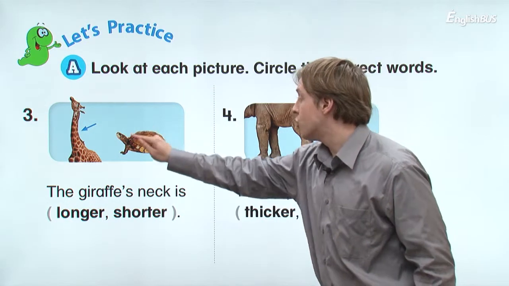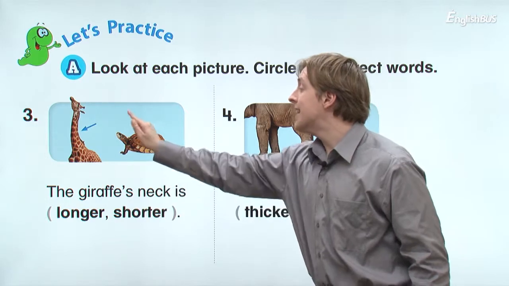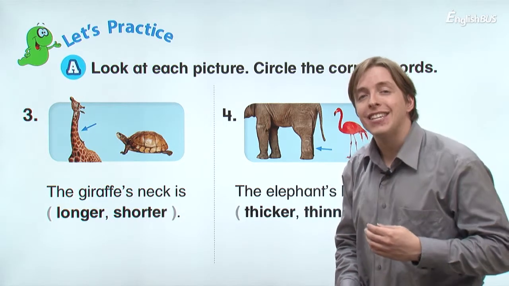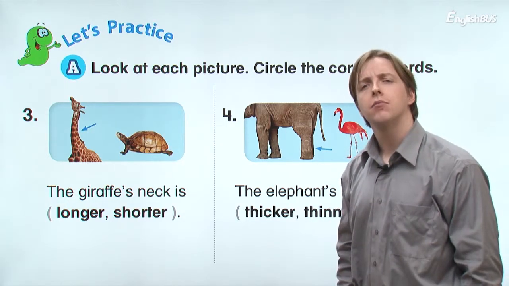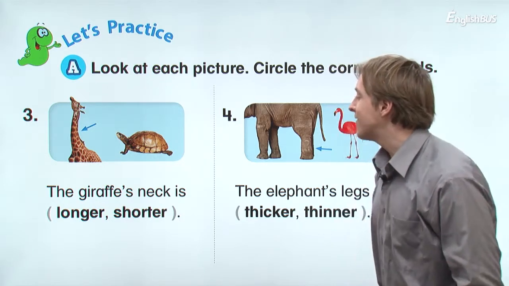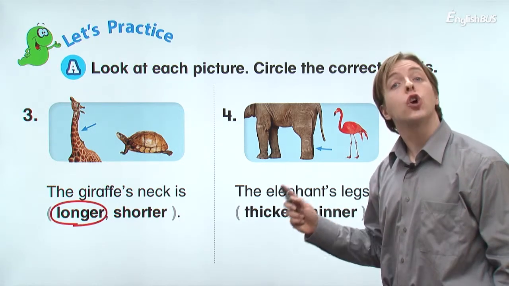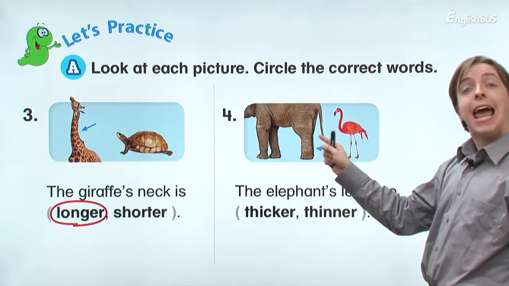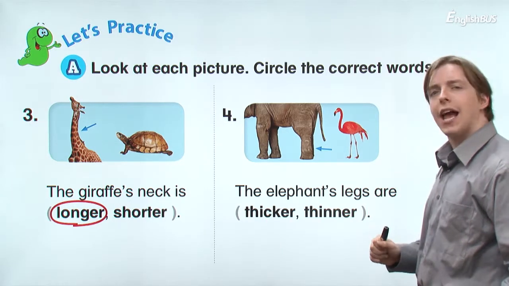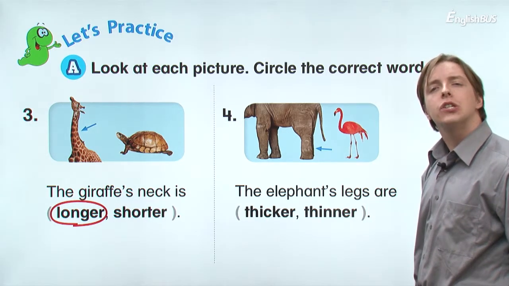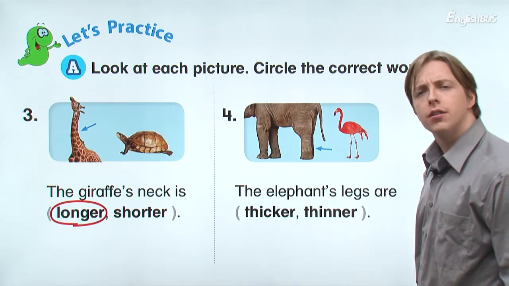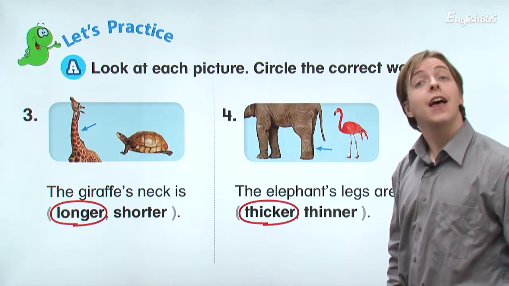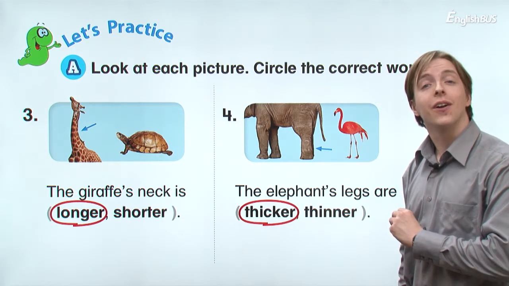So here we have the giraffe's neck. The giraffe's neck is longer or the giraffe's neck is shorter? What do you think? That's it. The giraffe's neck is longer. The turtle's neck is shorter. The elephant's legs are thicker, or the elephant's legs are thinner. Which one is it? Good. The elephant's legs are thicker. The flamingo's legs are thinner.